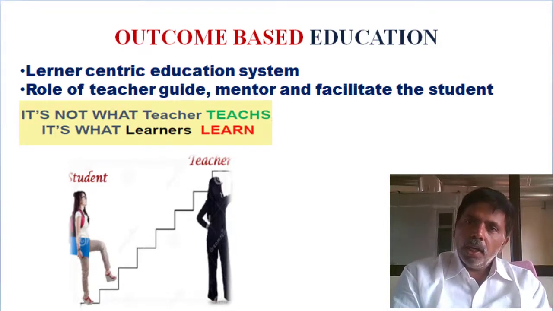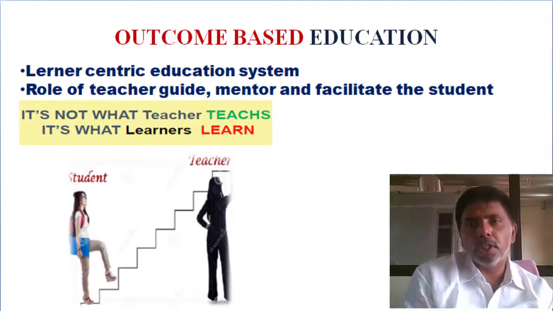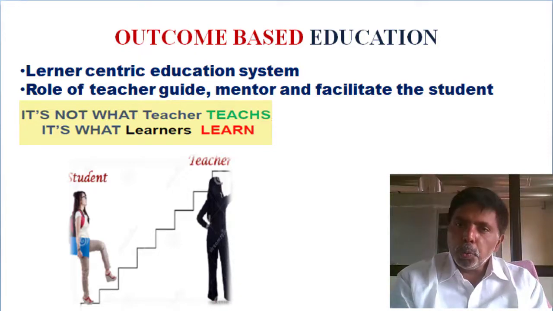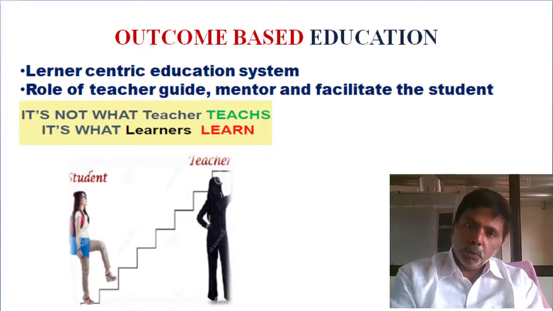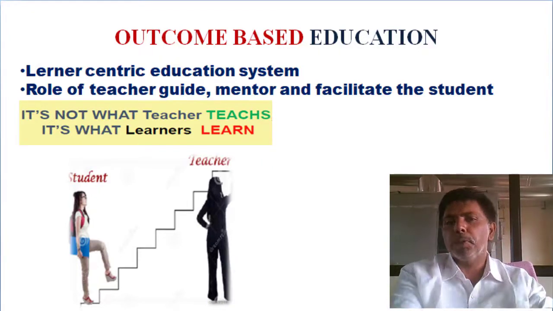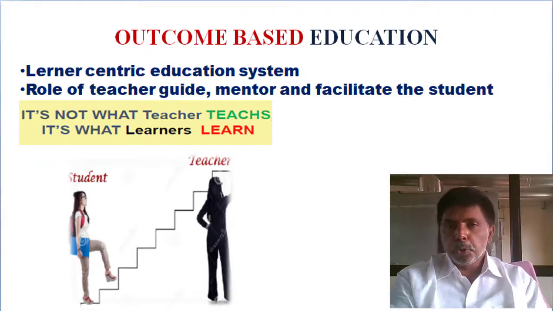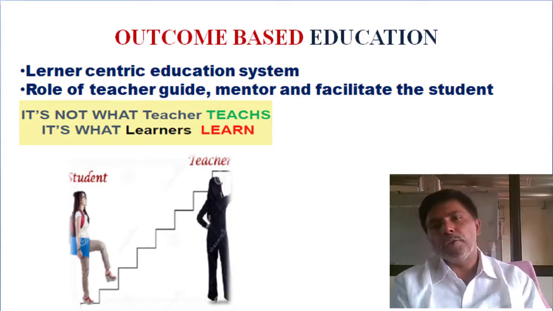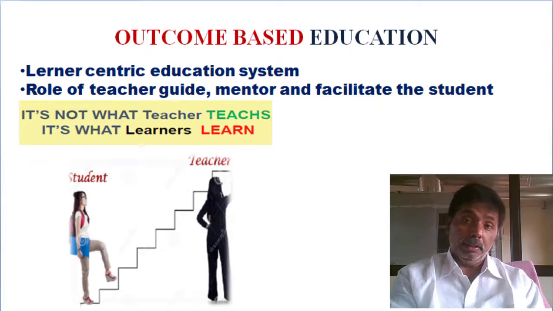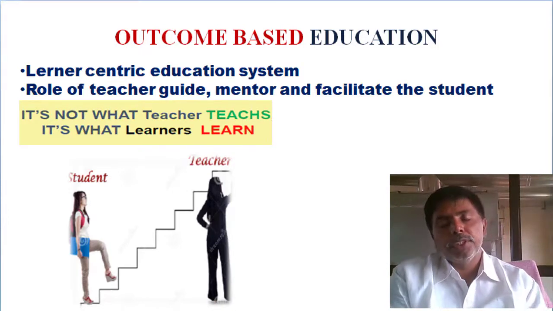But earlier it was output-based education. What is the difference between output and outcome? That's the key point. Output-based education means quantitative. My students got above 80 percent. All my students got above 80 percent. Very good, that is output. My institute has highly qualified faculty. Whether they are giving knowledge to the student or not is not a matter. Having highly qualified faculty is a quantitative measure.